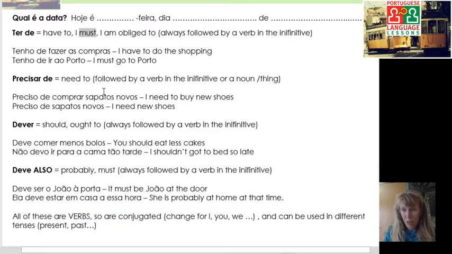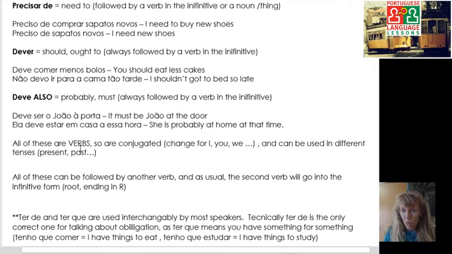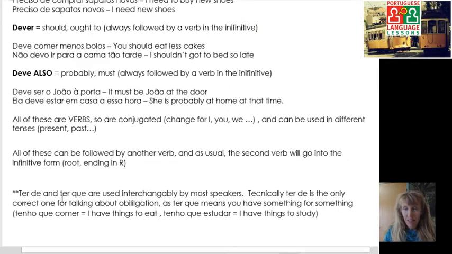A quick note is that ter de can also be ter que, and they're used interchangeably by most speakers of Portuguese, native speakers. But technically, ter de is the only correct one for talking about obligation, as ter que means you have something for something. For example, tenho que comer, I have things to eat. Tenho que estudar, I have things to study.